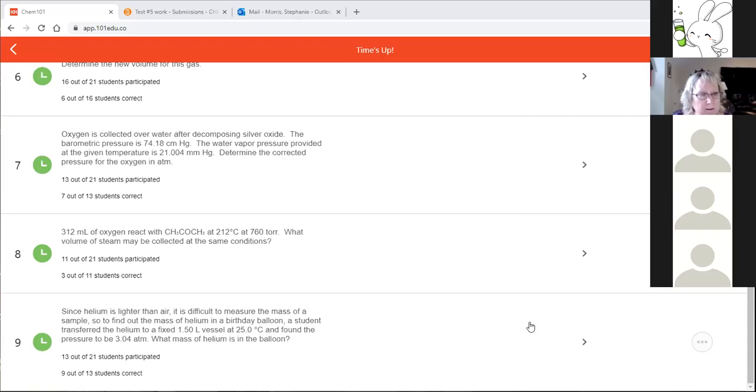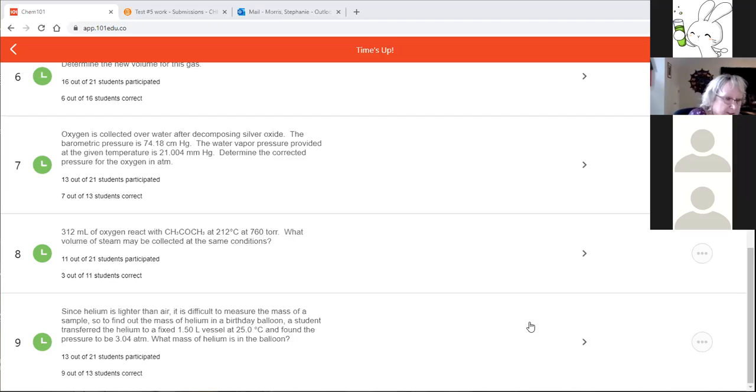The last one. Since helium is lighter than air, it is difficult to measure the mass of a sample. So to find out the mass of helium in a balloon, a student has... okay, I'm just going to paraphrase now. Volume given, temperature given, make sure it's in Kelvin, pressure given, solve for moles. Once you get that, times helium's molar mass, which is 4 grams per mole. Done. The answer should have been 0.745 grams. I don't know why we missed that.